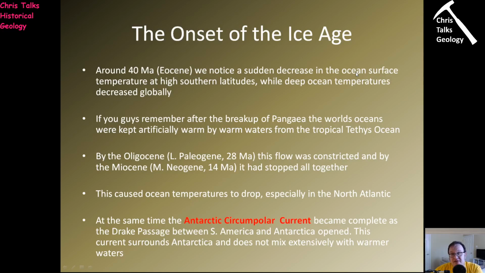At the same time that this is happening, we have the establishment of the Antarctic Circumpolar Current. This is essentially a current that rings Antarctica and separates it from the other bodies of water. The water in the Antarctic Circumpolar Current is cold, so it helps to keep the climate of Antarctica cold, and it helps to contribute to the Antarctic ice sheets' formation.